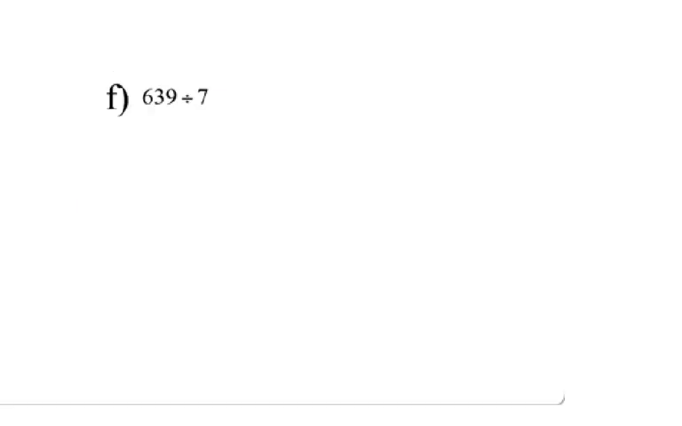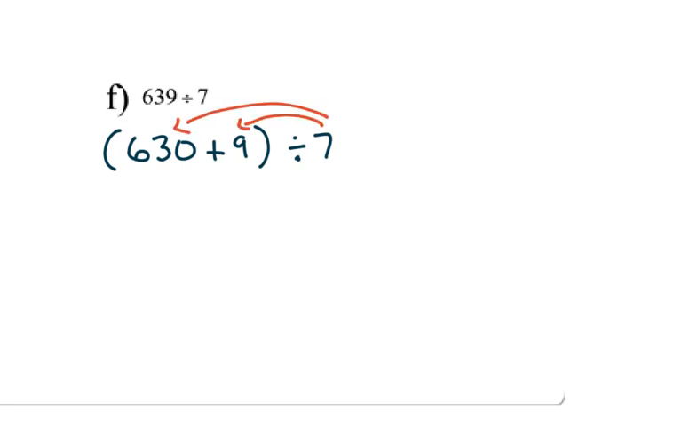In this problem, we have 639 divided by 7, and 63 is divisible nicely by 7. And so in this case, I will break this up into 630 plus 9 divided by 7. 630 divided by 7, and I will use the distributive property here and here. 630 divided by 7 divides nicely.